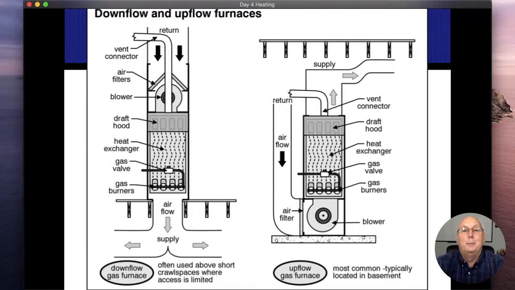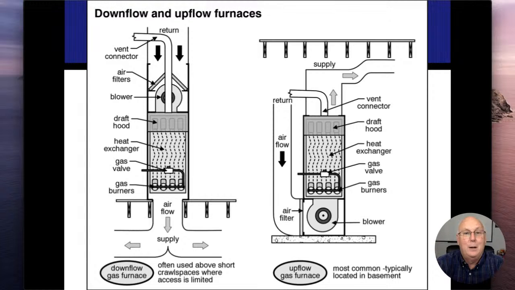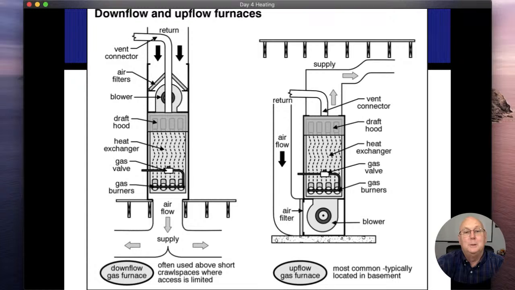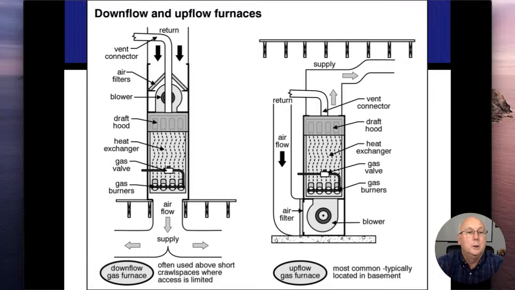All right, going back to my airflow. It doesn't matter if it's updraft, downflow, horizontal, I don't care. The order of flow is always going to be the same. Filter, fan, heat exchanger, and then at the top on the right picture is where my air conditioning coil would go if it was there. On the left picture, downflow furnace: filter, blower fan, heat exchanger, and if I had an air conditioning coil, it would be down at the bottom underneath the heat exchanger.